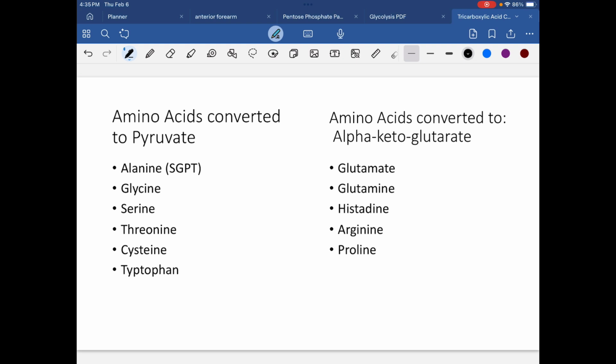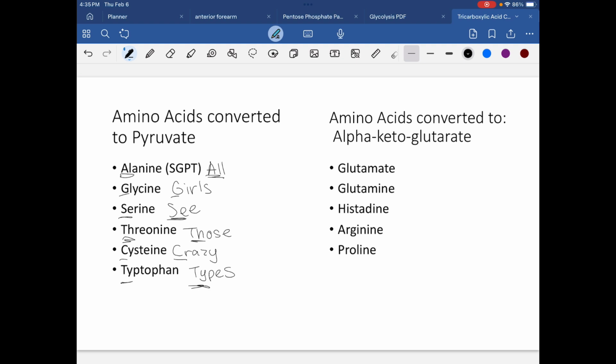I have a mnemonic for this one, and it's: all girls see those crazy types. So AL, GG, SE, TH, CC, and TY. All girls see those crazy types. Alanine, glycine, serine, threonine, cysteine, and tryptophan.